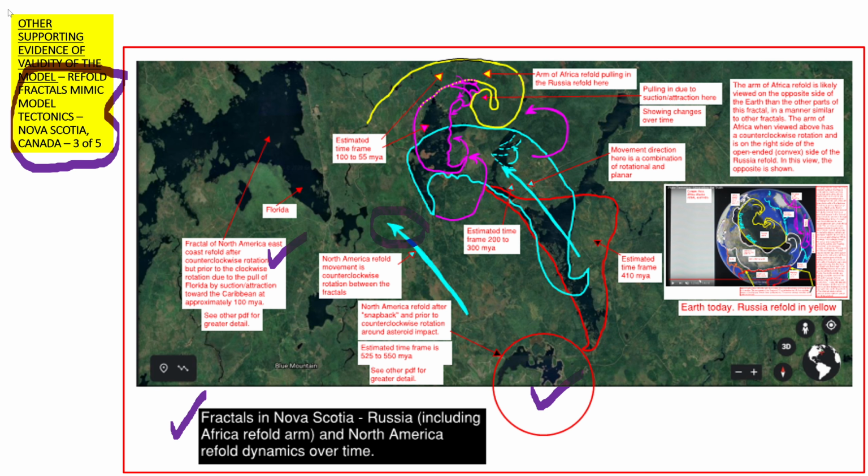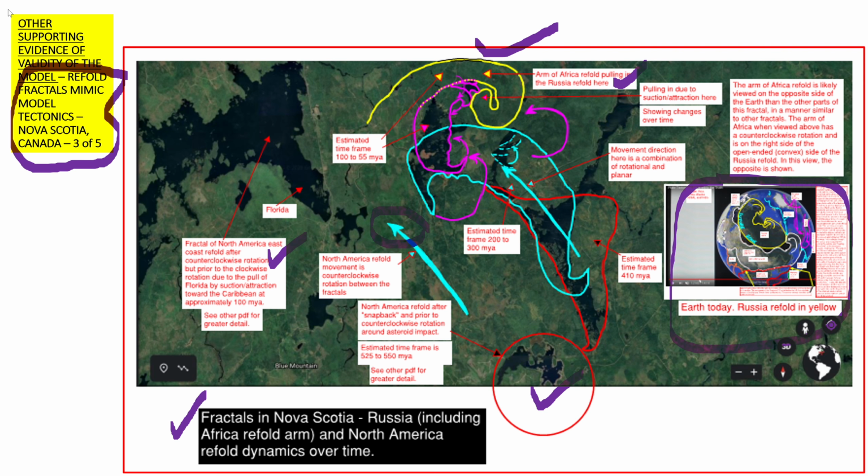So now looking at the featured thing going on here in the center, in red is supposed to be the Russia refold at about 410 million years ago or so. Then it advances to the blue, I'd say 200 to 300 million years ago. And then it advances to the magenta, which is somewhere around 155 million years ago. And you can actually see the one leg curling up. And you can see, outlined in yellow, the arm of the Russia refold pulling the Russia refold, coddling it, you know, to stabilize it. So it's just like it is as shown in the insert over here on the right.